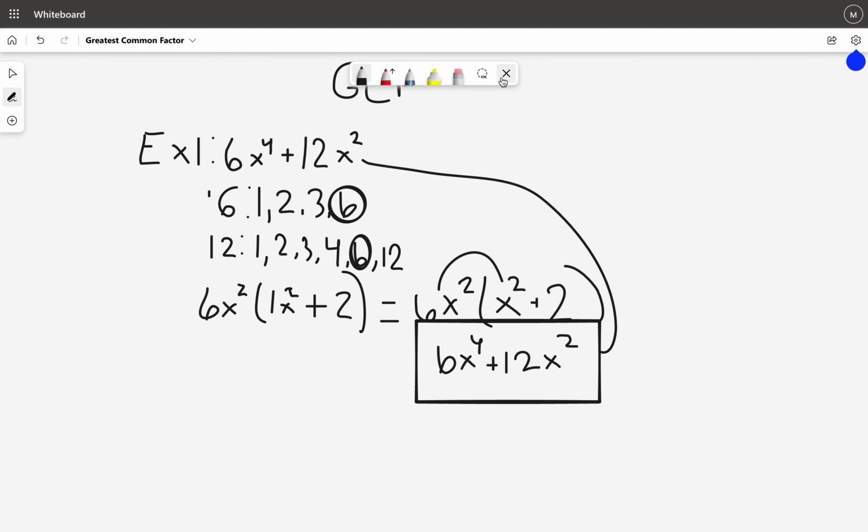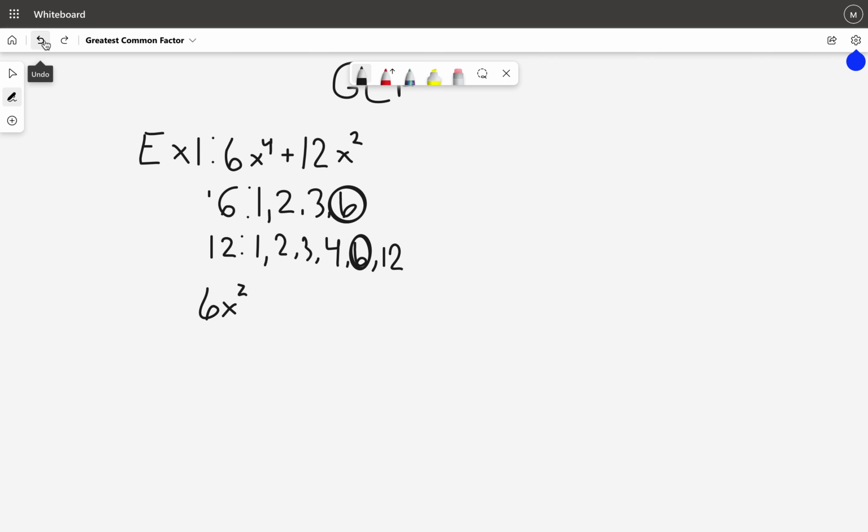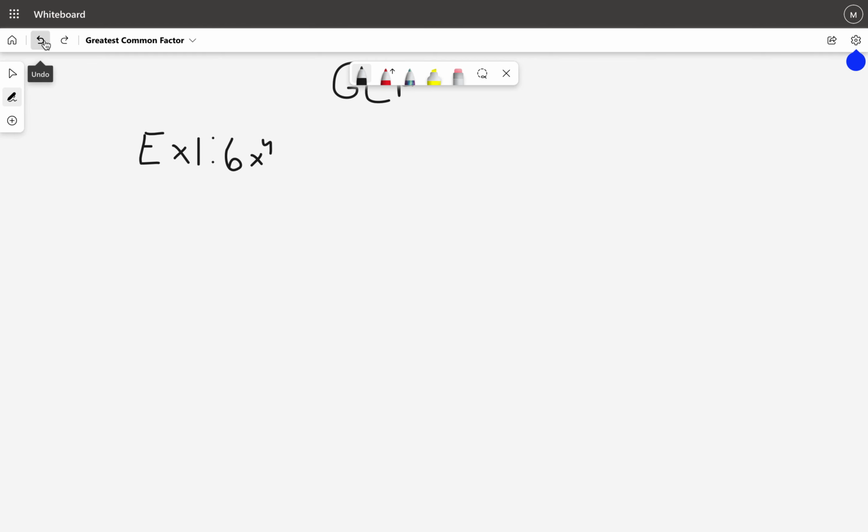Now I'm going to show you another example. Let's do another example together to see if you can understand better with more examples. Okay, so example 2: 15x to the third plus 10x squared.